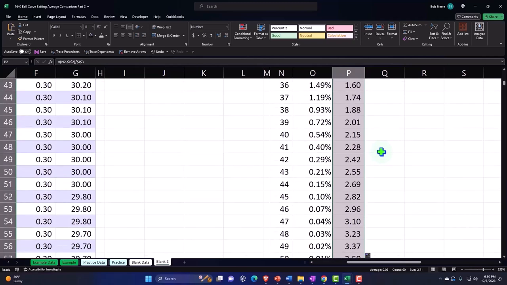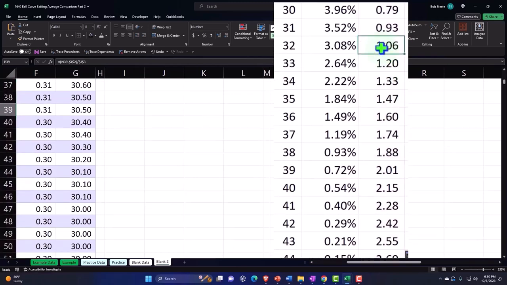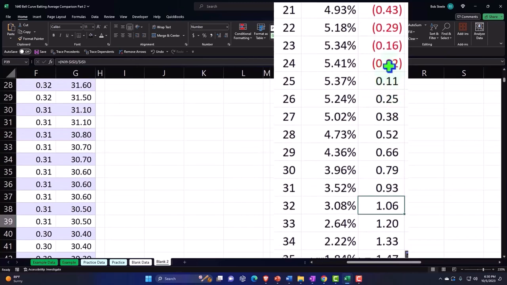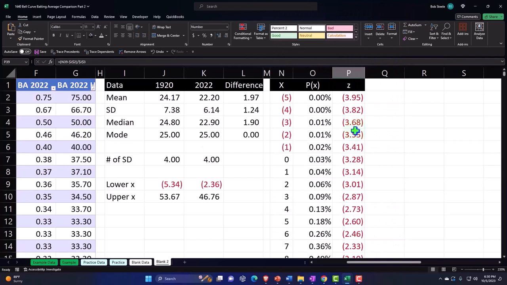So if we're looking at a 32% batting average, then that's 3.08 likelihood for that exact area, and it's 1.06 on the Z-score, or 1.06 away from the middle point. The middle point being right here at around 24 to 25, that's where the Z-score hits 0, because of course that is the mean for the 1920 data.